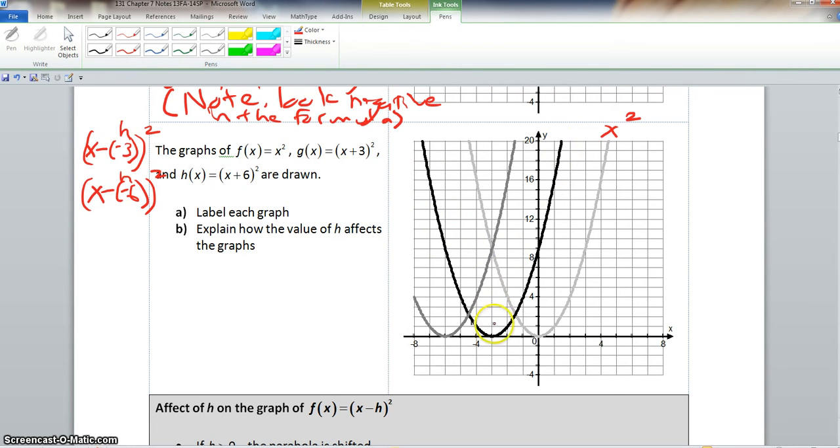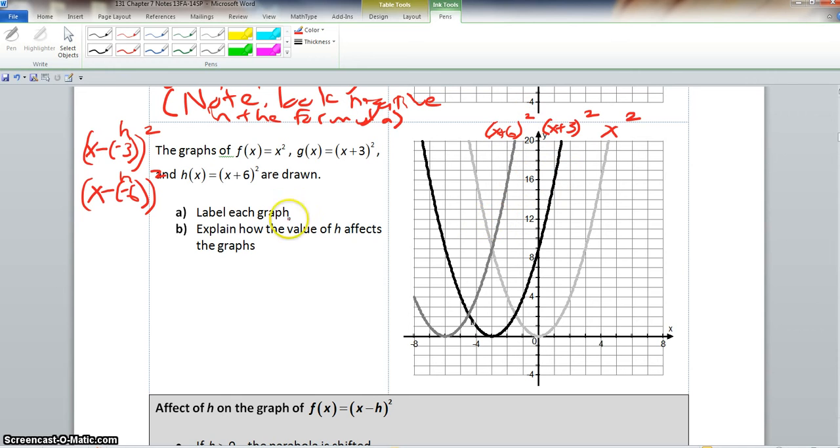You notice that this graph, this parabola that's in black, shifted over 3 places to the left. So we know that this will be our (x + 3) parentheses squared. And then this darker gray parabola here, notice that this shifted to the left 6 places. So we know that that would be our (x + 6) parentheses squared.